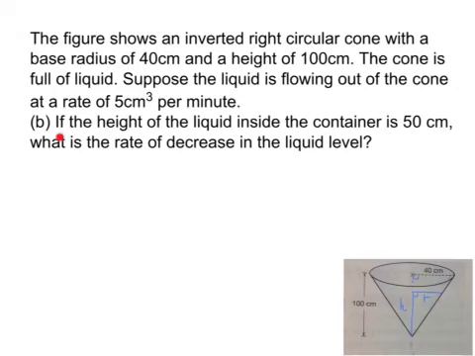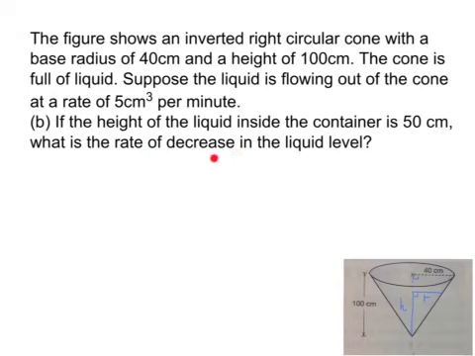Okay, in part B it says, if the height of the liquid inside the container is 50 cm, what exactly is the rate of decrease in the liquid level? Okay, now the hardest part is to identify in algebra what exactly this is referring to, okay? Let's go through this term by term, okay? Now, first thing, what exactly is the problem asking you to look for? It's asking you for the rate of decrease, right? That is the rate of change.